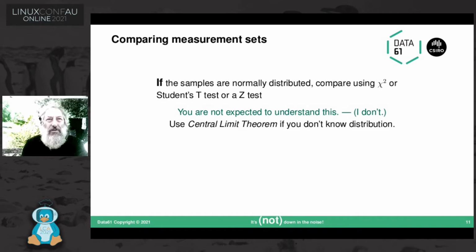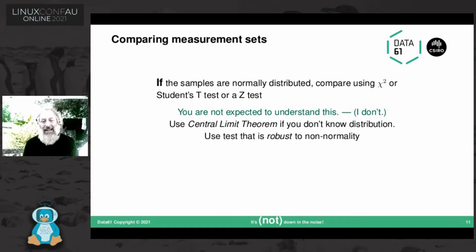And if you use a test that's robust to non-normality, then if it's just a little non-normal, that is, it's sort of bell-shaped but isn't actually normal, you can still use the test. Both students T and Z test are meant to be robust to non-normality. Chi-squared, I believe, is not, but I'm not sure about that, so don't quote me.